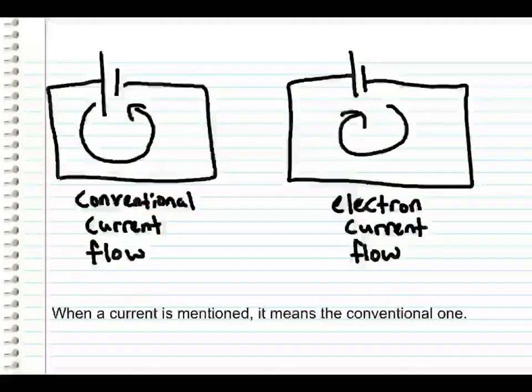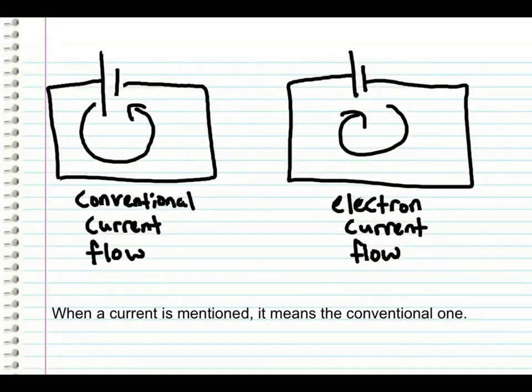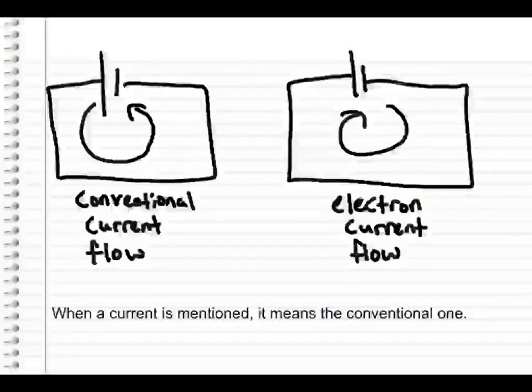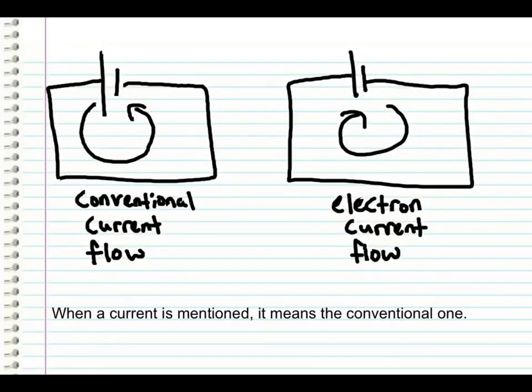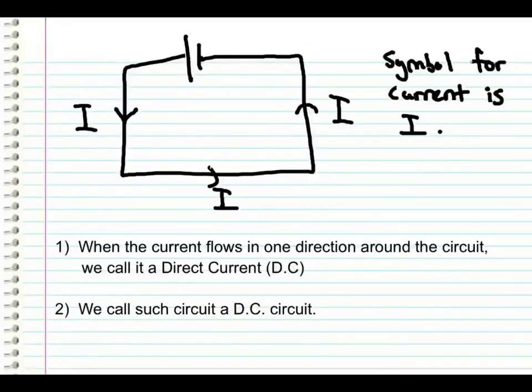Note that there are two types of current flow. One is conventional current flow, where the current flows from the positive end of the battery to the negative end. The other is the electron current flow, which flows from the negative end of the battery to the positive end. From now on, when a current is mentioned, it means the conventional one. Note that the symbol for current is capital I.